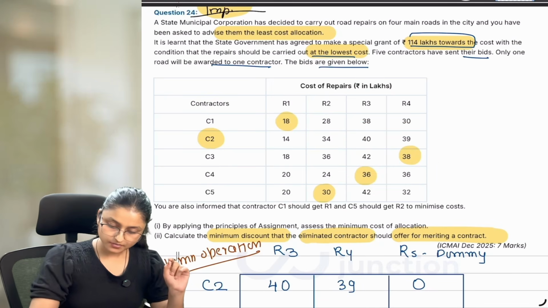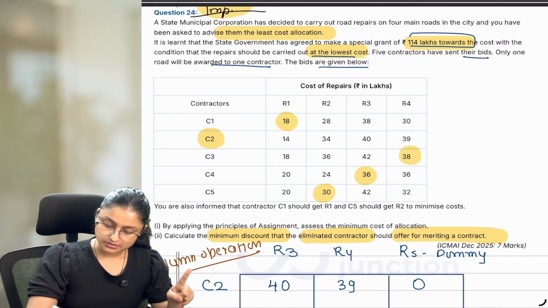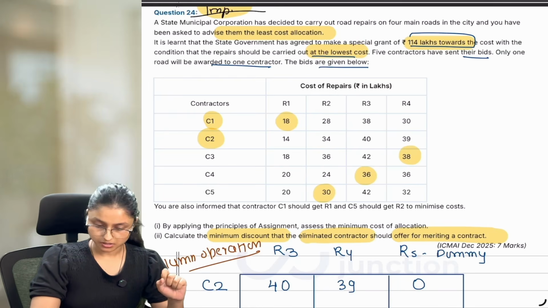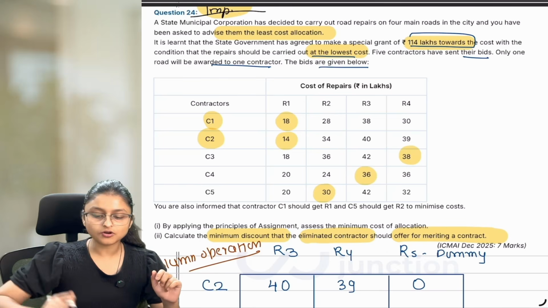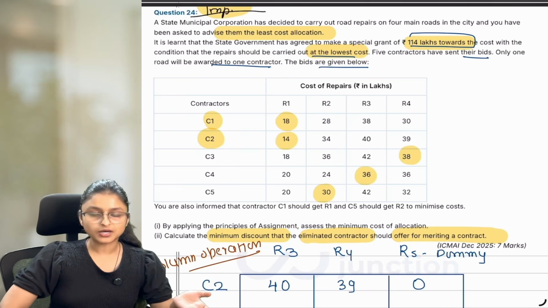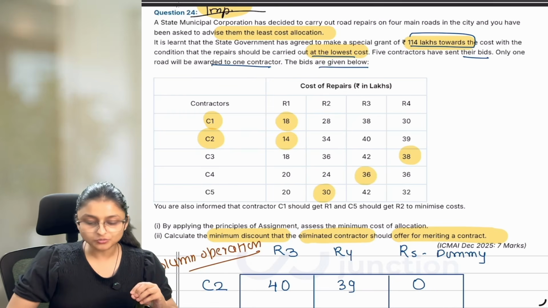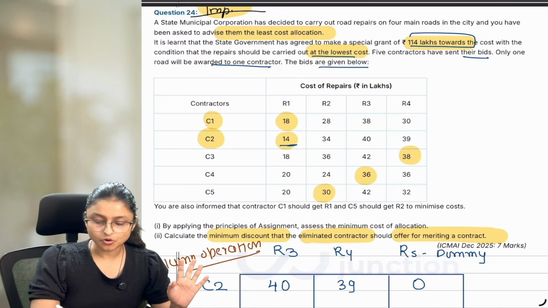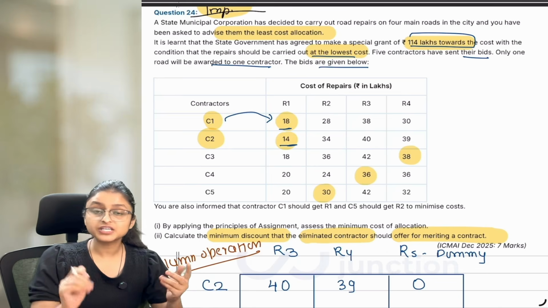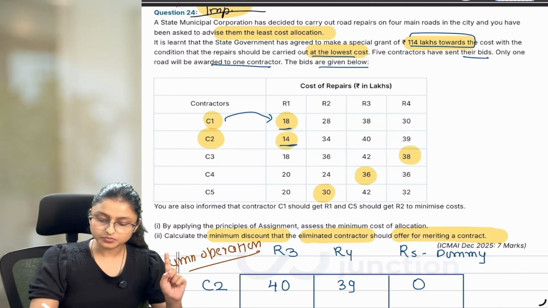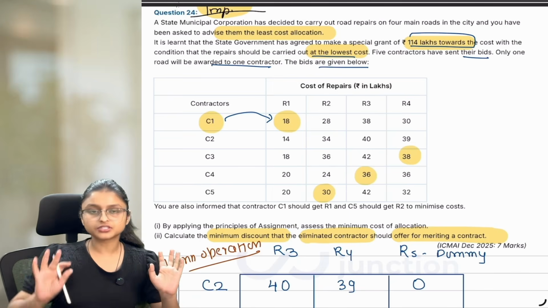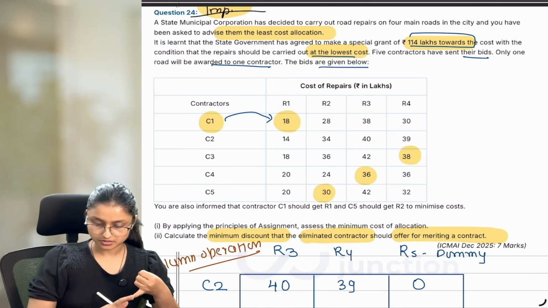First thing, if you notice, C1 is allocated R1 road for repairs. But the thing is, C2 has a lower cost as compared to C1. C2 has much lower cost. But rather than choosing this one, the question has already provided us this one. So we can't change that. This is already given in the question, so we are not gonna change this.